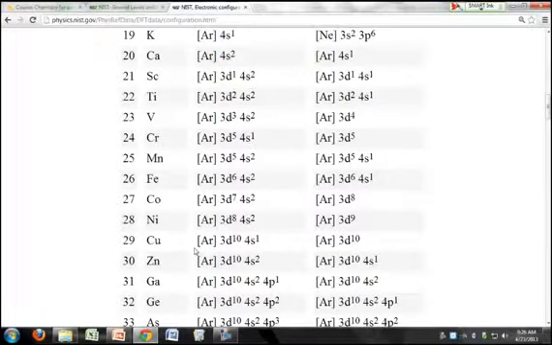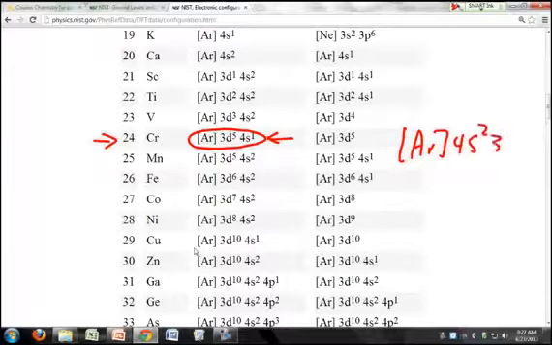A few things you'll notice here too would be something similar to what you see here for chromium. It's an exception to the general pattern that we follow when writing electron configurations. This is actually based more on experimental data. And so the electron configuration for chromium, instead of writing that as argon core 4s2 3d4, okay, it's 3d5 and 4s1. Okay, this is the typical exception you'll find.